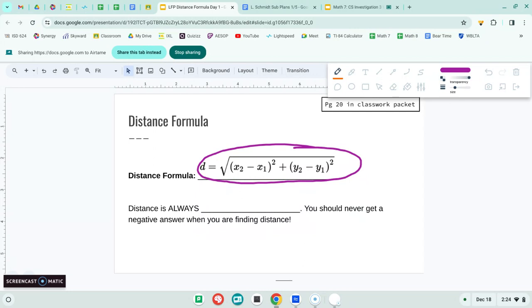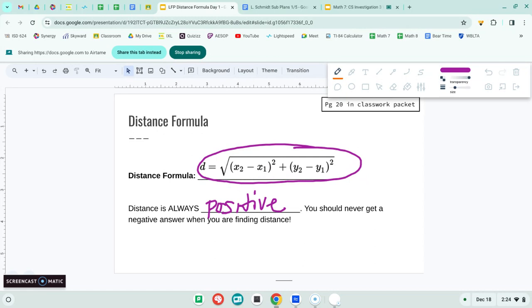Don't forget a minus sign. Don't forget a squared sign. Make sure you get all your X's and Y's in the right spot. One thing that you need to remember is that if you are finding the distance of something, your answer is always positive.